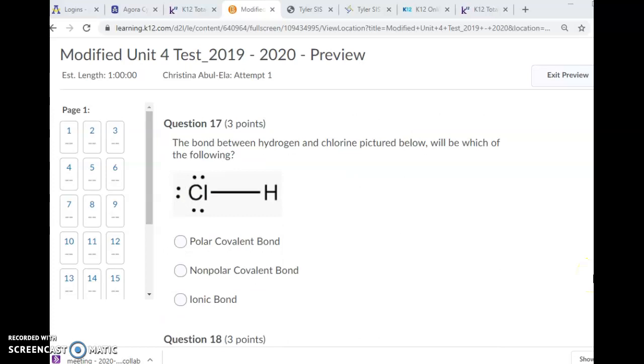Question 17. The bond between hydrogen and chlorine pictured below will be which of the following? A polar covalent bond, a nonpolar covalent bond, an ionic bond.